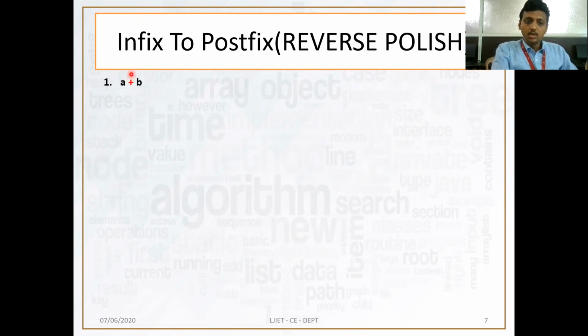So what do we need to do? We just need to convert it into postfix. Please focus on the mouse pointer. We need to remove this plus operator and move it to the back side of the B. Combining both A and B, and moving the plus to the back side of the B, it will become AB plus.